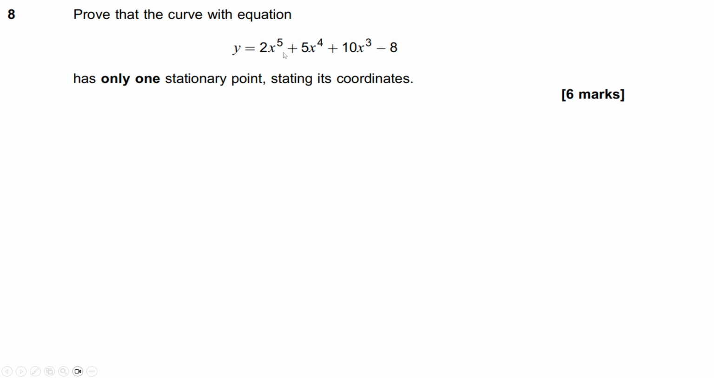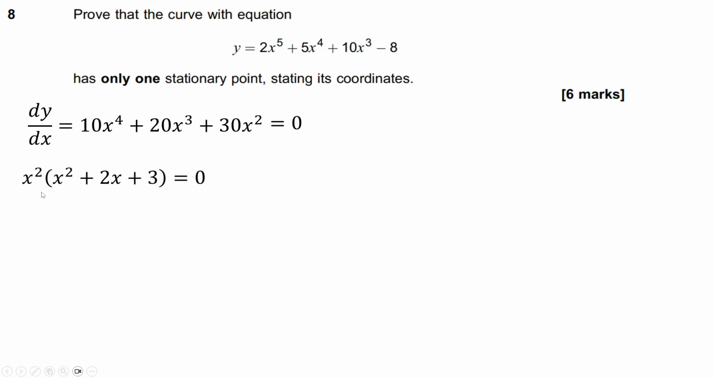Prove that the curve with this equation has only one stationary point, stating its coordinates. Okay, so if you differentiate, if it has a stationary point, that's when dy by dx equals 0. So set that equal to 0. And then what did I do? I divided by 10, and then I factorized out x squared to get this. First of all, here, don't bother factorizing this. It tells you it only has one stationary point. And we've already got x squared equals 0 as a solution, so x equals 0 as a solution. So this here must have no solutions.